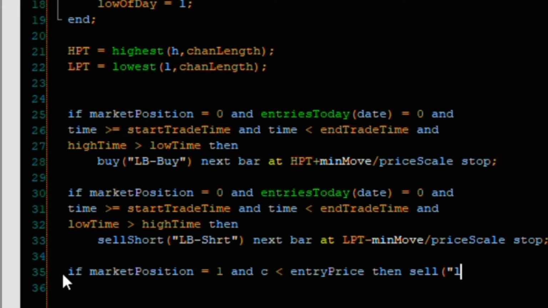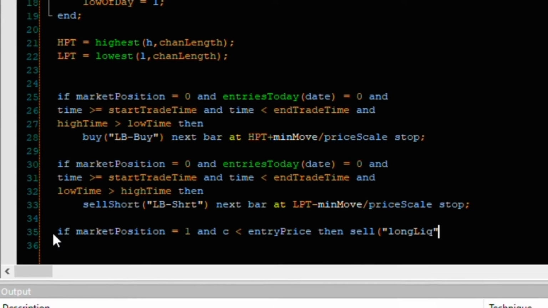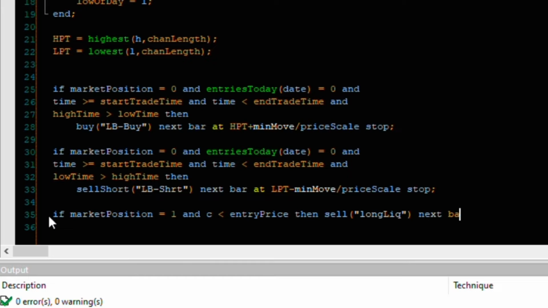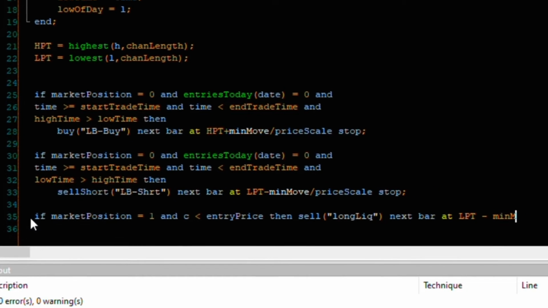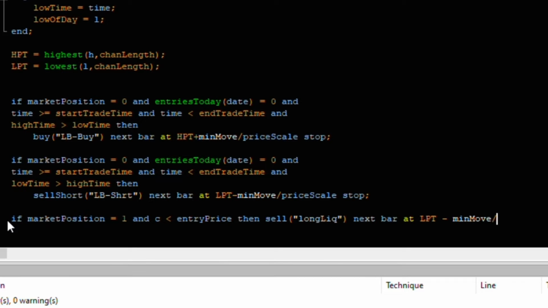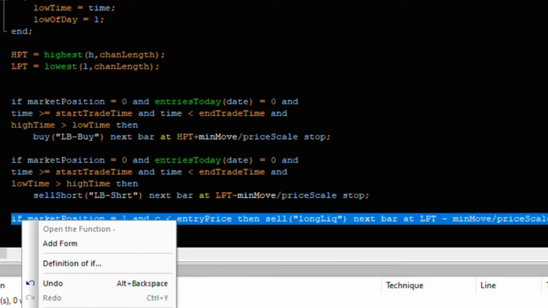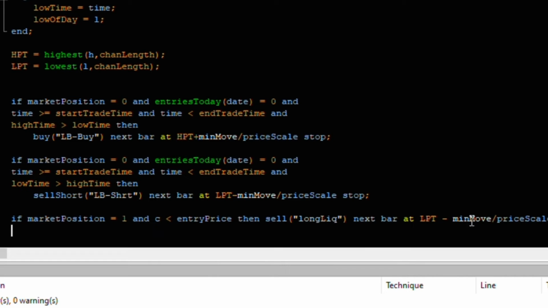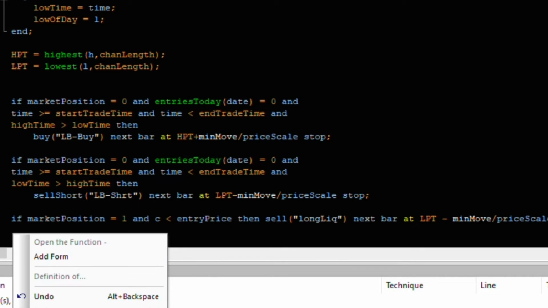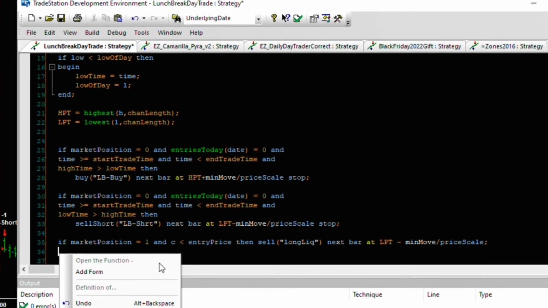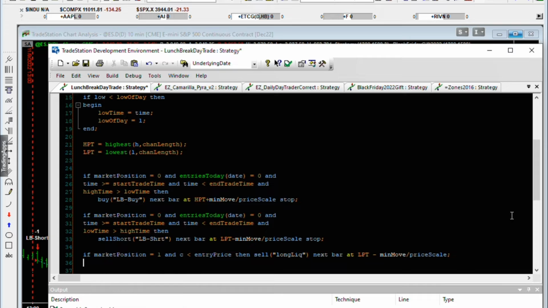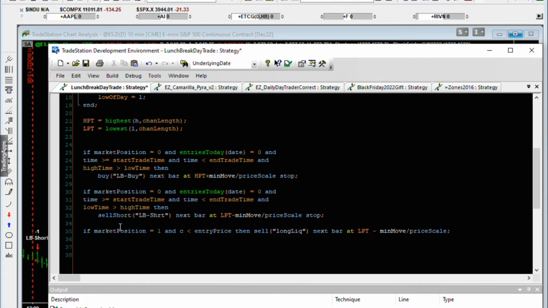Long exit, next bar at, in this case we're going to flip it over, L point minus min move divided by price scale, 1 tick. Okay, so let's copy and paste that. Scroll this down just a little bit. You can't see my paste in my smaller window.